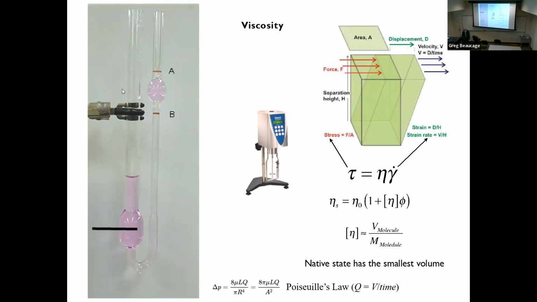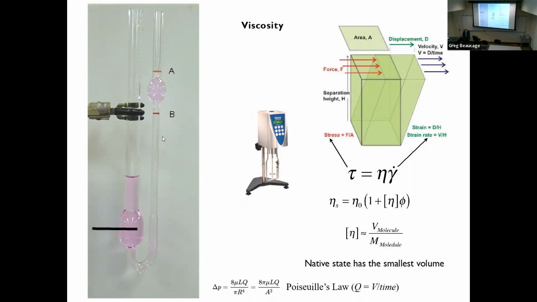This is called an Ubbelohde viscometer. I don't remember how to pronounce it. It's basically a capillary viscometer. We have a bunch of them in the drawer upstairs. It's not really worth looking at, but these are popular with chemists, like people in synthetic chemistry, because it's easy to do. So you're going to put polymer solution into this thing.